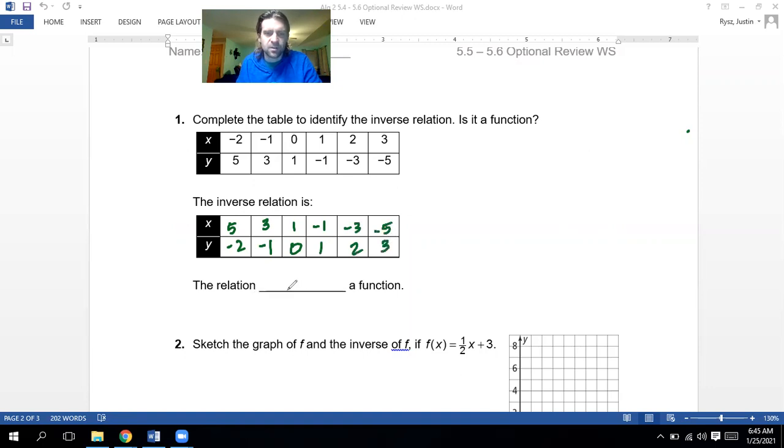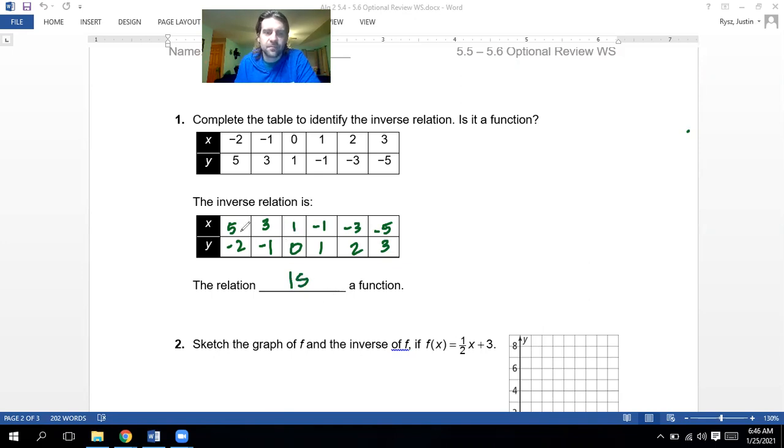And the question is whether the relation is or is not a function. To be a function, the inverse relation here, we'd have to make sure that there are no x's that go to 2 different y's. So if we look at this here, 5 doesn't repeat, 3 doesn't repeat, none of these x's repeat. So the relation is a function.